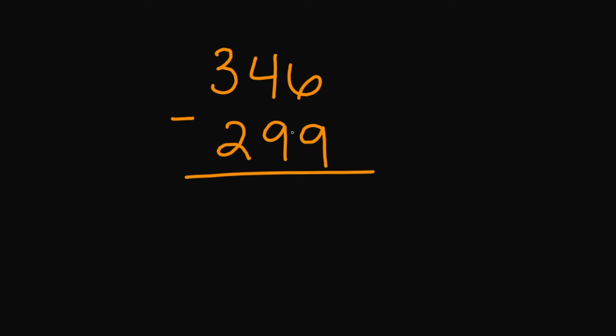346 minus 299. Okay, so 6 minus 9, and all we're saying here in the ones place is pretty much you have 6 marbles and you're trying to remove 9 from the 6. We don't have enough, so I'm going to borrow. I'm going to borrow from the tens place. This 4 is going to become a 3. This 6 is now going to become a 16.